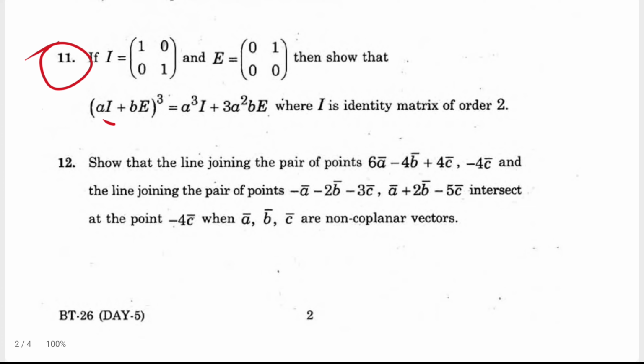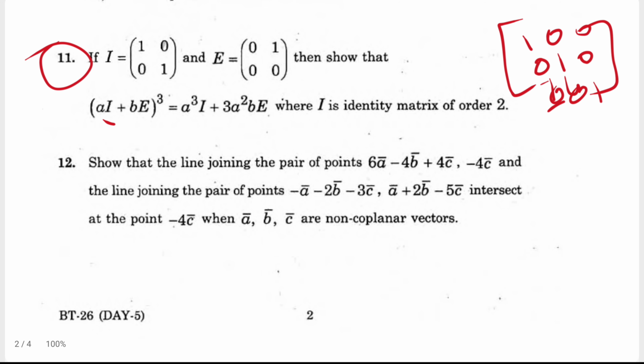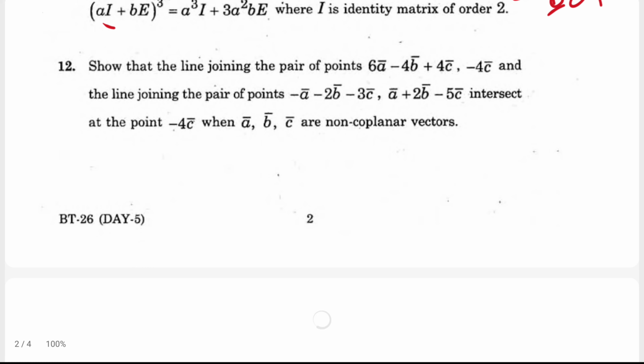I means identity. Unit matrix or identity matrix you can say, which is 1 0, 0 1. Otherwise if you want to write more, you can write like this: 1 0 0, 0 1 0, 0 0 1. This is the unit matrix. Okay, so that the line joining pairs of this one.